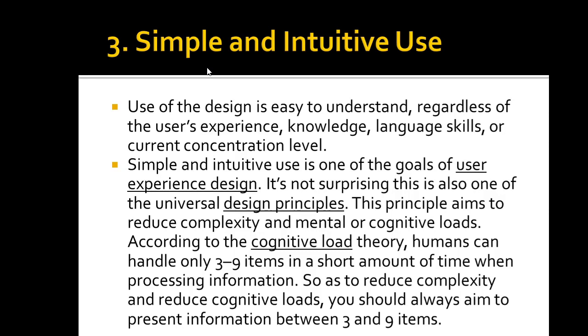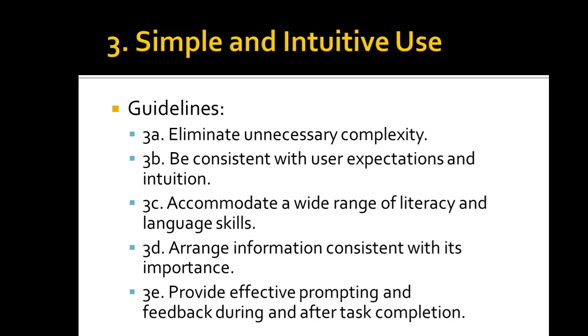According to the cognitive load theory, humans can handle only 3 to 9 items in a short amount of time when processing information. So as to reduce complexity and reduce cognitive loads, you should always aim to present information between 3 and 9 items. So, guidelines. Eliminate unnecessary complexity. So if there are unnecessary options, for example, you can reduce them. Just like applying Hick's law.